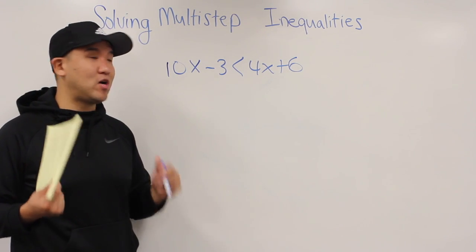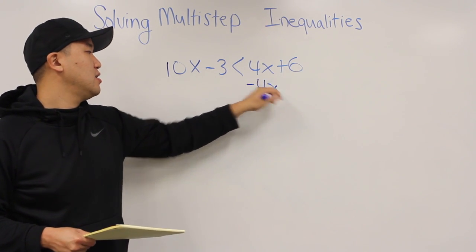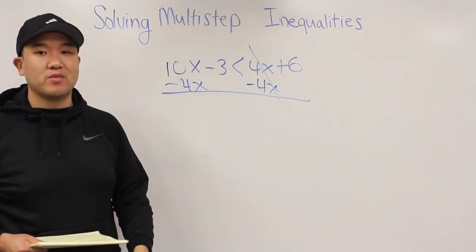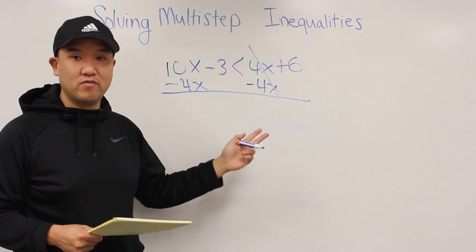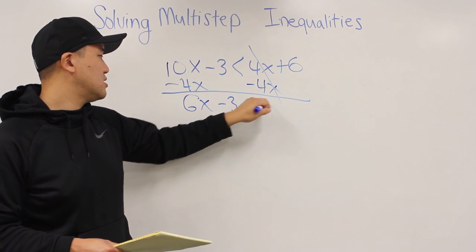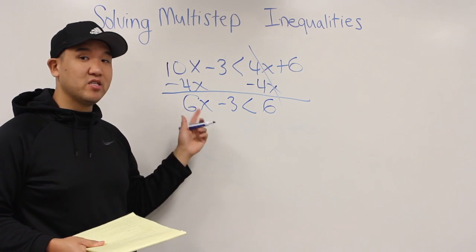Okay. I'm going to try this problem. I'm going to move my x to the left side. So I'm going to subtract 4x. So what I'm doing is I want to avoid negatives. If I move the 10x there, I get negative. So I don't want that. So you have 6x minus 3 less than 6. It's a little bit easier than having negatives there.